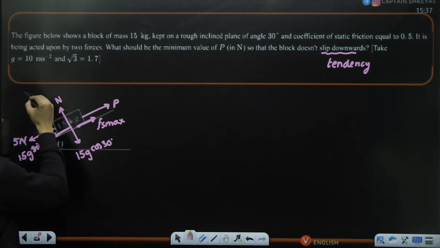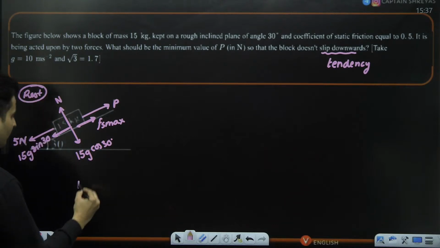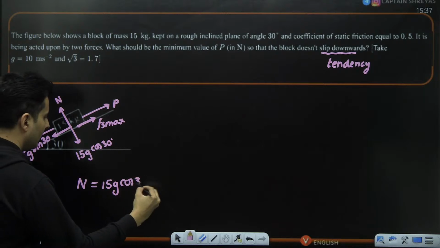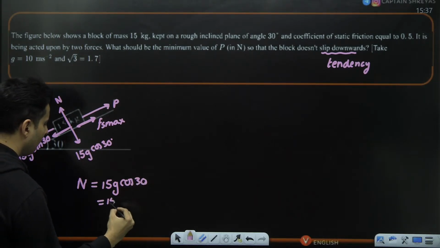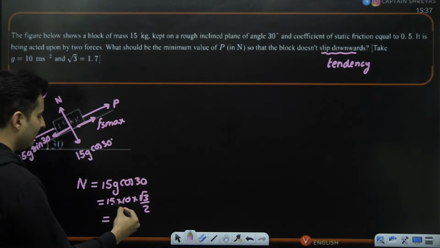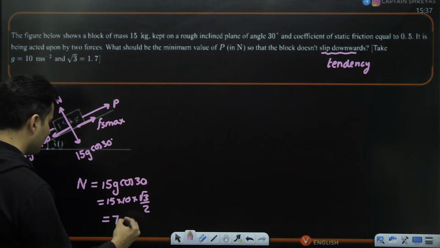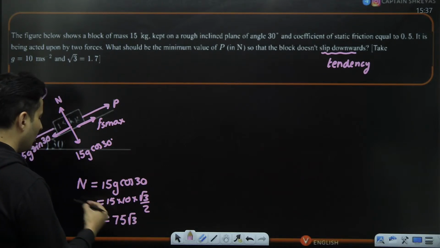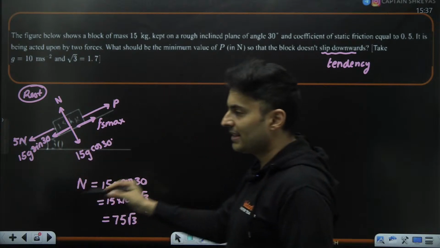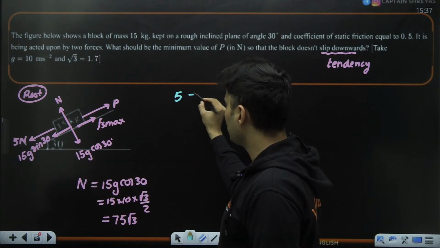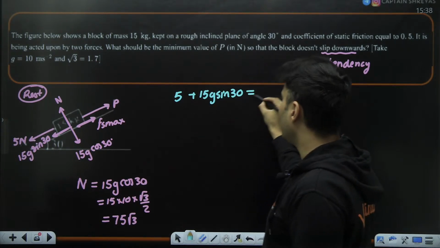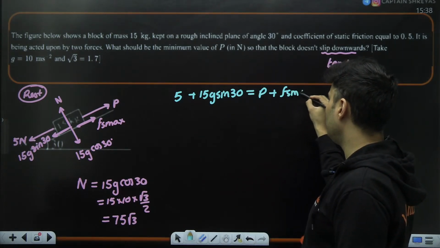From the free body diagram, because everything is going to be at rest, normal force will be 15g cos 30, which is 15 into 10. Cos 30 is root 3 by 2. So it will be 150 by 2, which is 75 root 3. So the normal reaction is 75 root 3. Okay, keep that aside. In the plane's direction, 5 Newton is downwards, 15g sine 30 is also downwards, balanced by P plus Fs max.